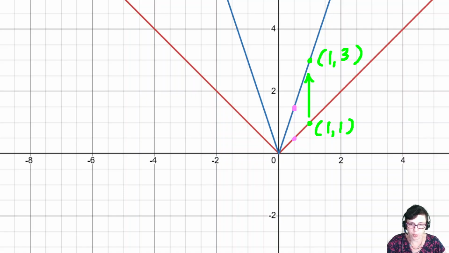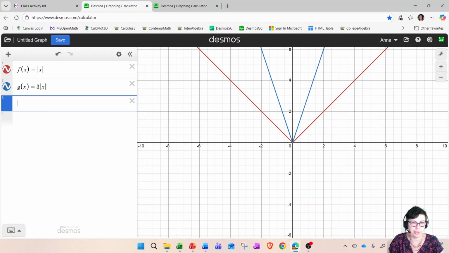Except there is one point, if you look at it, right here, which is called the vertex, 0, 0. That did not move. Why? Because when you multiply 0 by, let's say, 3, that is not going to change. So 0, 0 really stayed the same.